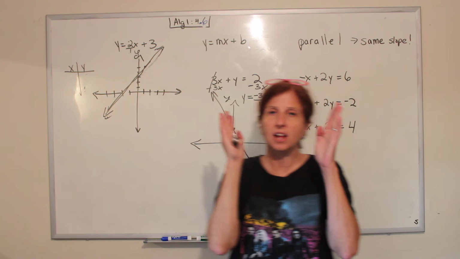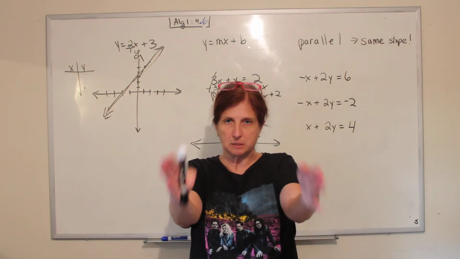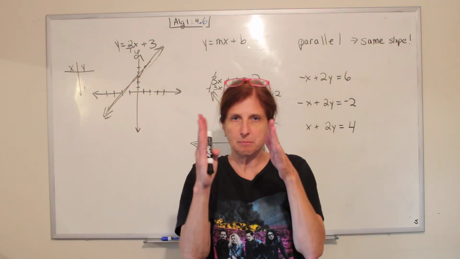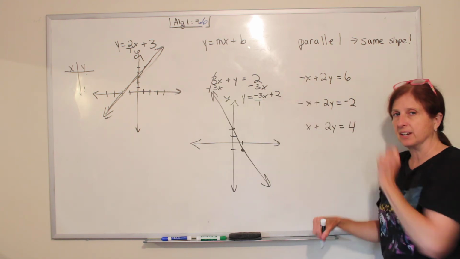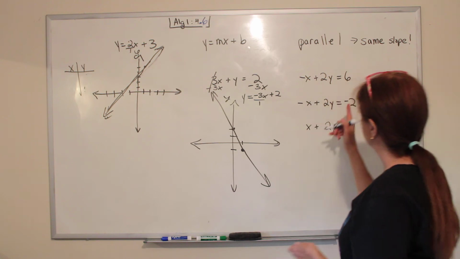Parallel means there are 2 lines like railroad tracks that will always stay the same distance apart. They'll never cross, they'll never spread out, always the same distance apart. So, I've got 3 lines here. 2 of them are parallel. Which 2? Let's figure it out.